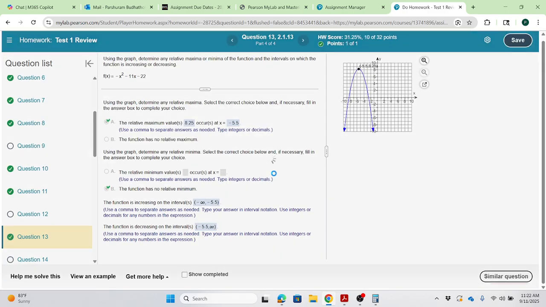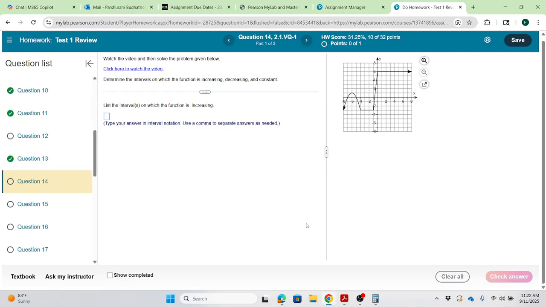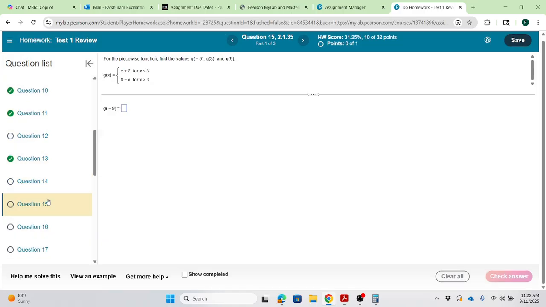Okay, watch the video, then solve the problem given below. So I'm not going to watch it. Determine the interval on which the function is increasing. So increasing, decreasing, again constant, again increasing and constant. I'm going to skip it because I already discussed this problem.